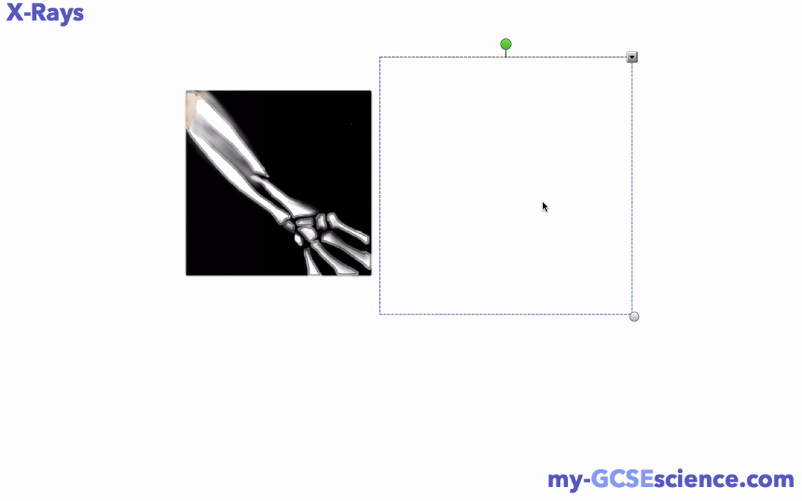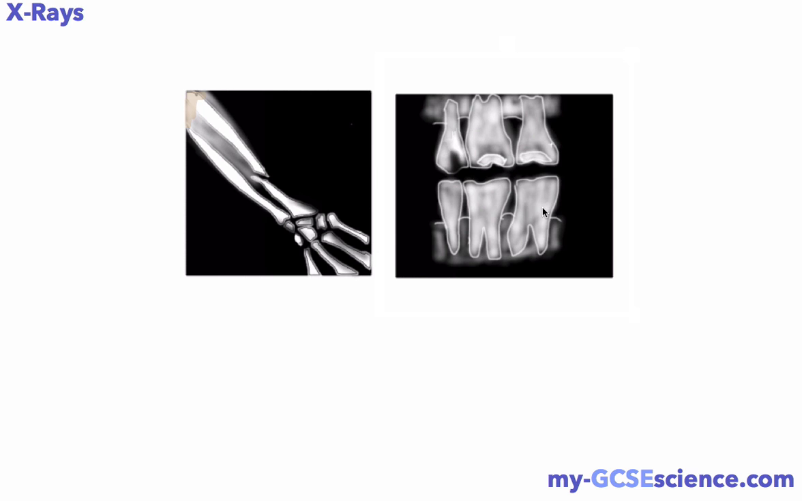It can be used similarly with looking at teeth. So here is an X-ray of some teeth. The white areas are where the X-rays have been absorbed by the teeth and some of the firmer tissue in the gums, but you can see this person actually has a bit of a cavity in this area here, and the dentist can then use this image to decide on the correct treatment.